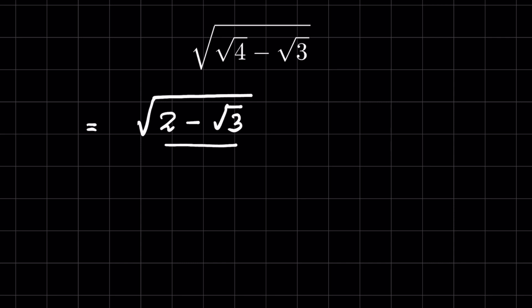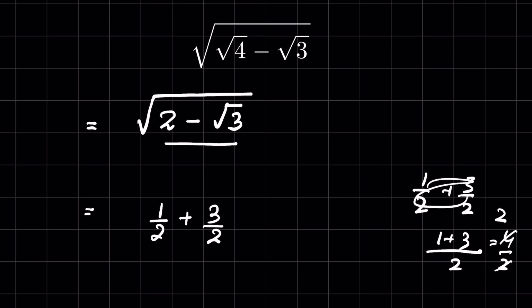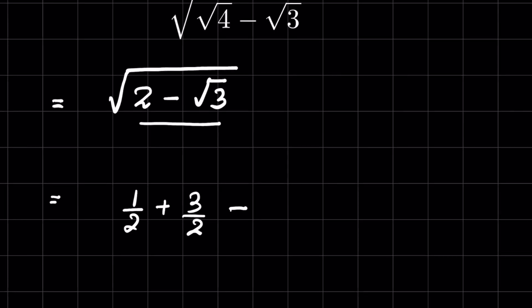So we have to write this term 2 minus square root of 3 in the form of a plus or minus b whole square, so that we can remove the square root with this square. Now 2 we can write as 1 upon 2 plus 3 upon 2. When you add these two fractions, it will be equal to 2. 1 upon 2 plus 3 upon 2 is 1 plus 3 upon 2, which is 4 upon 2, equal to 2.